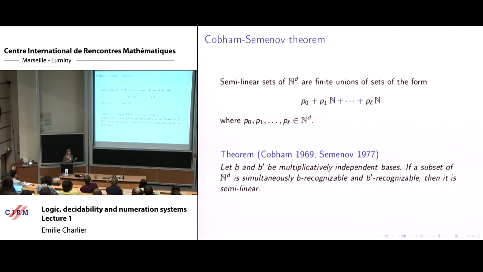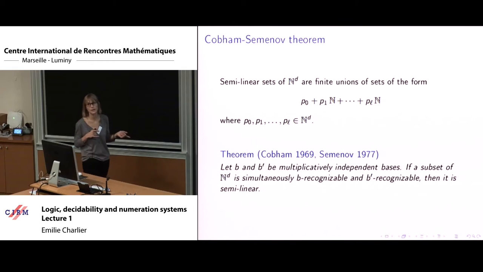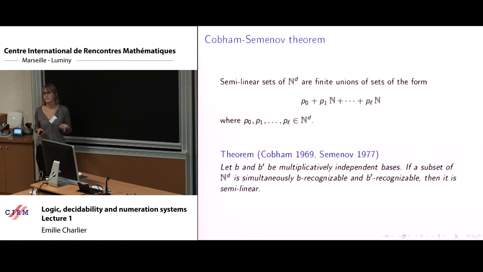So I think Jason defined that. It's not in my slide, so it means that no power of the first base is a power of the second base. So you have that property on the bases, and if a subset of integers, a multidimensional subset of integers, is simultaneously B-recognizable and B prime-recognizable, then they show that the set is what's called semilinear.